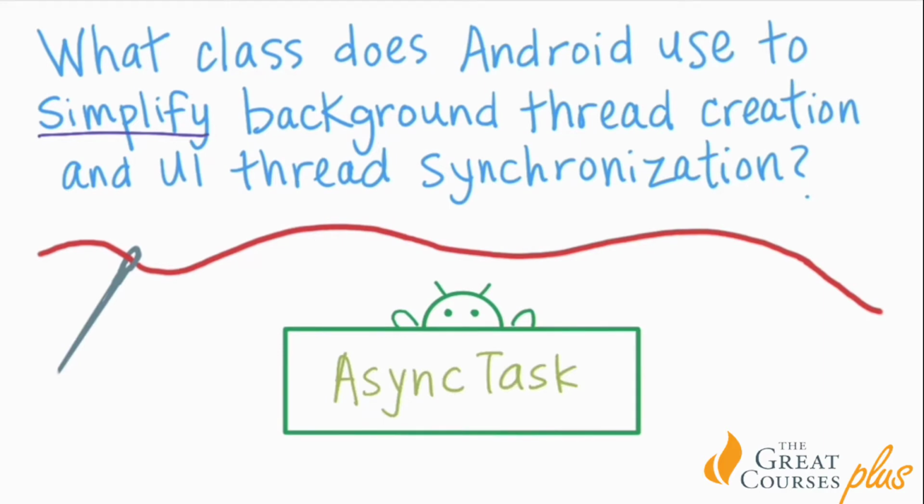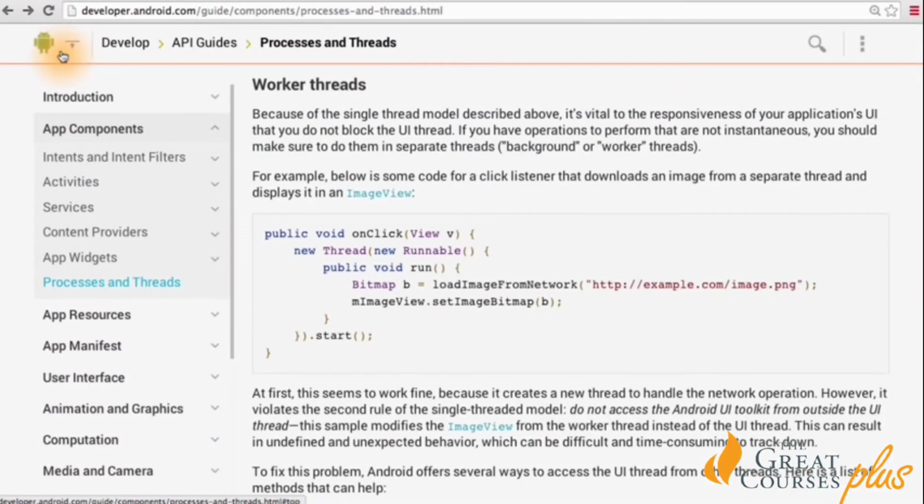If you answered AsyncTask, then you're correct. To understand why we chose AsyncTask as the answer, we can check the developer documentation. In this API guide on processes and threads, we can scroll to the worker threads section. By the way, if you want to follow along, the link is included below.